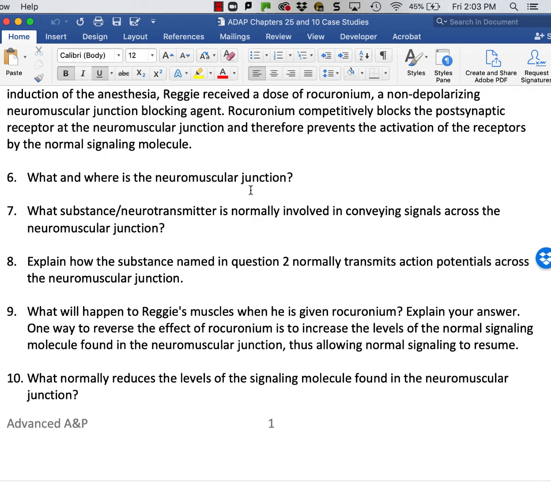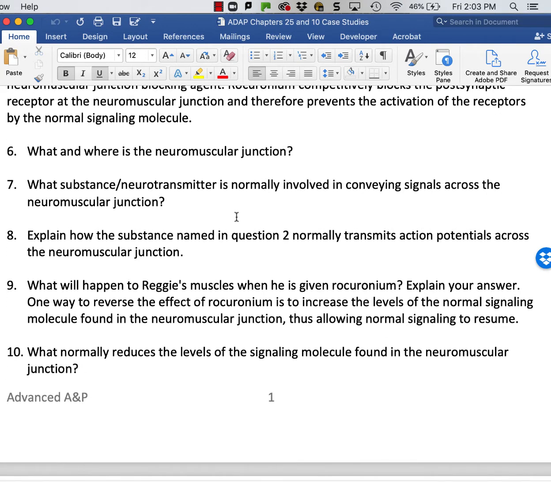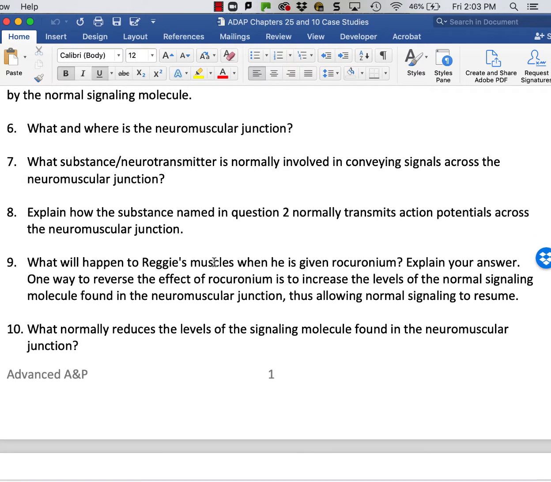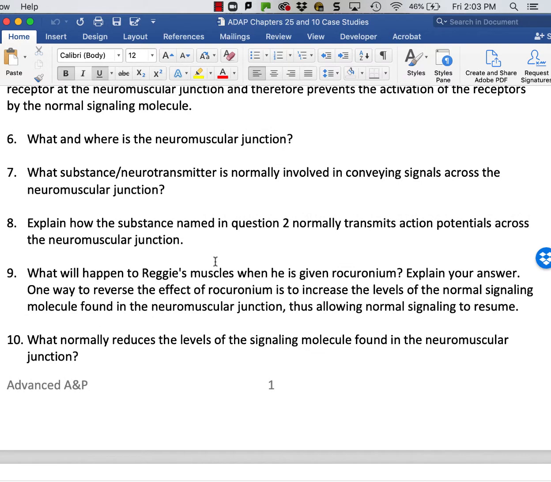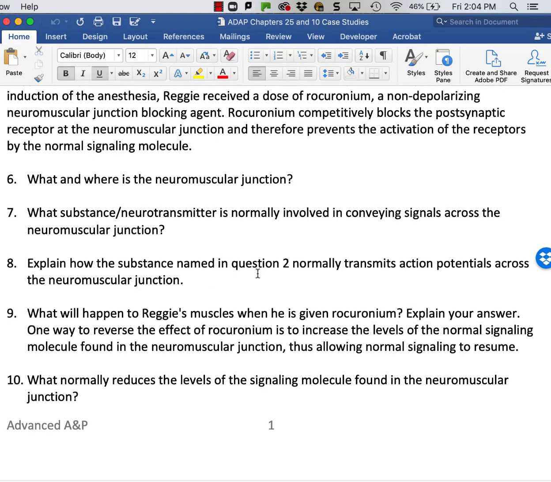That is between the nerve and the muscle cell. What substance or neurotransmitter is normally involved in conveying signals across the neuromuscular junction? Again, that's acetylcholine. Explain how acetylcholine normally transmits action potentials across the neuromuscular junction. Acetylcholine binds to the postsynaptic cell. That will open up sodium-gated channels. Sodium will move into that postsynaptic cell, and then the postsynaptic cell, which is a skeletal muscle in this case, becomes depolarized, and when it reaches threshold will create an action potential.